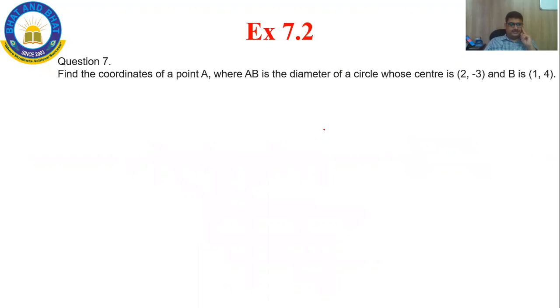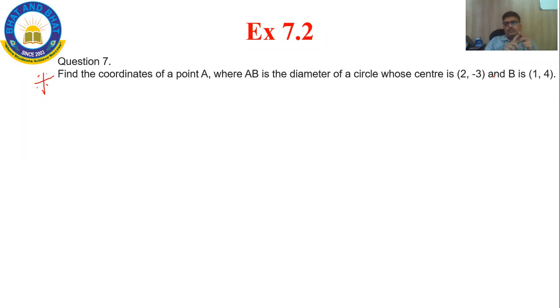Question number 7. Find the coordinates of A, where AB is the diameter of a circle whose center is (2, minus 3) and B is (1, 4). This question is also very important. So if AB is the diameter, where should A and B lie? A and B should lie on the circumference of the circle.